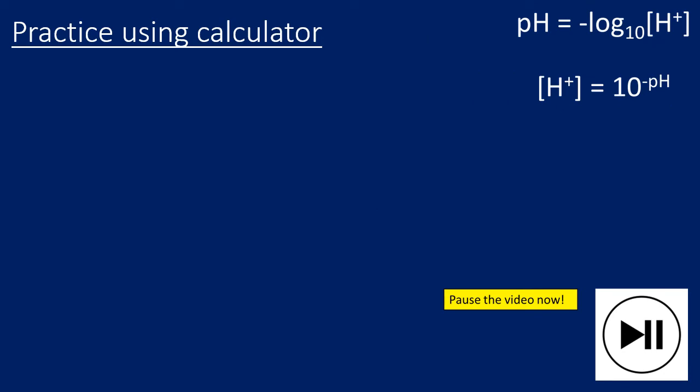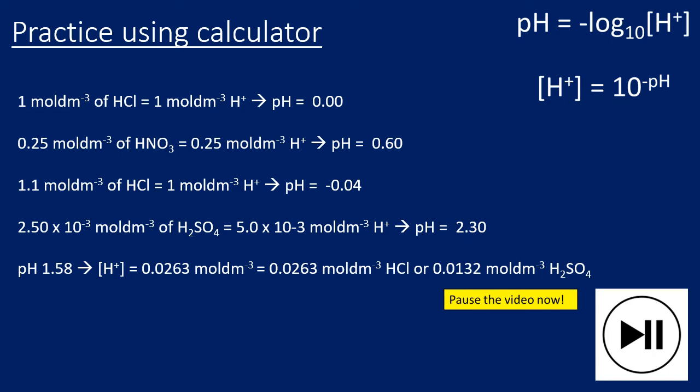Okay, so what you need to do now is a little bit of practice using your calculator, because from my experience, people do struggle if you're not comfortable with your maths. If you don't study A-level maths, you may not be used to using these buttons on your calculator. So let's have a bit of a practice. There are 5 examples there. I've got a concentration of acid for the first 4, and you can see how they relate to pH, so see if you can convert it.